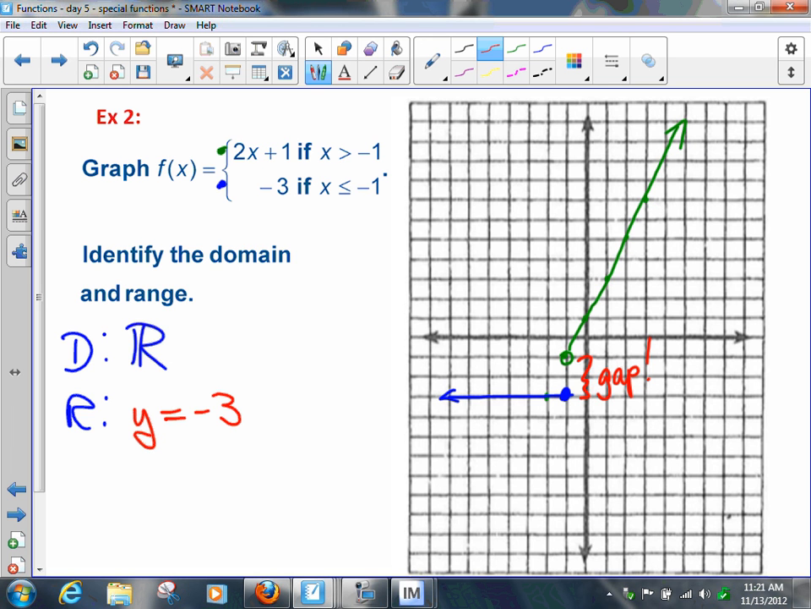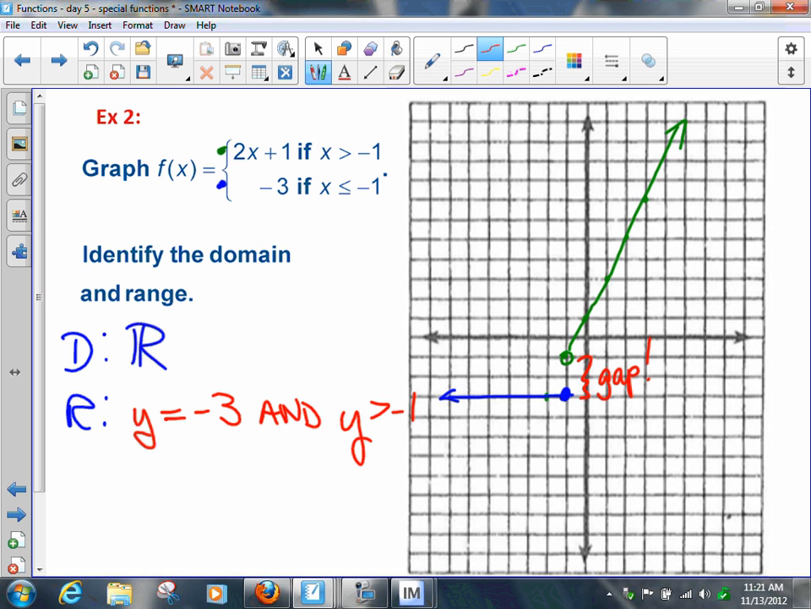y equals -3 and y is also what? Greater than -1. Why is it a greater than and not a greater than or equal to? Because it's an open circle.